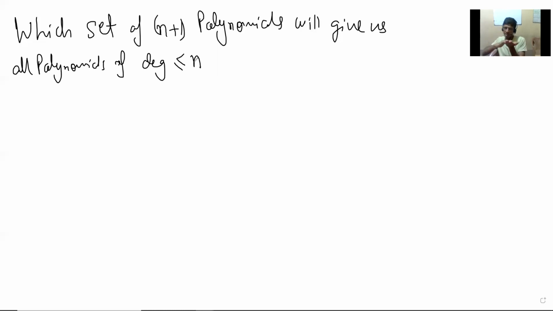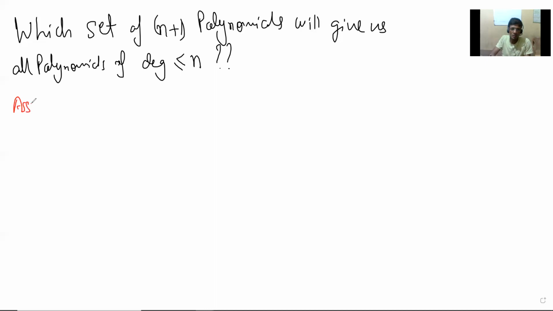This is like a lower closed set, right? If something is there, then things below it are also there. So it's closed in that sense. All right. So which set of n plus 1 polynomials will give us all polynomials? It's a question. But let's say that there is a set of n plus 1 polynomials which do give us all polynomials. Then maybe we can try to prove that they give it to us in a unique way. That can be a good question, right?